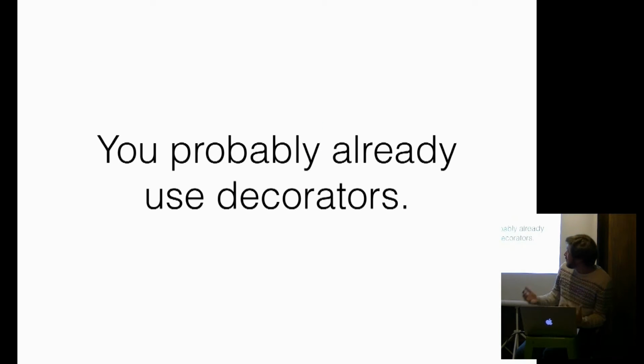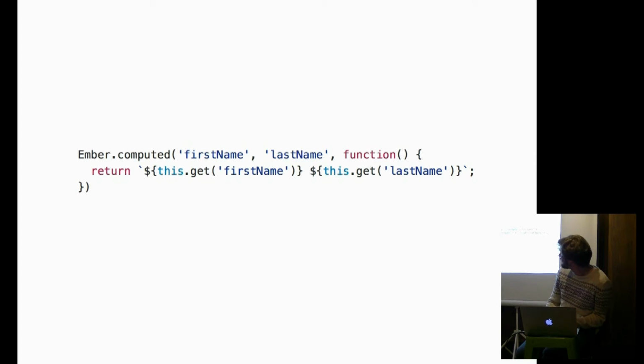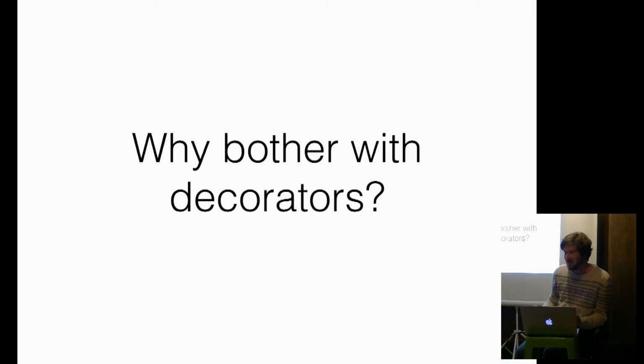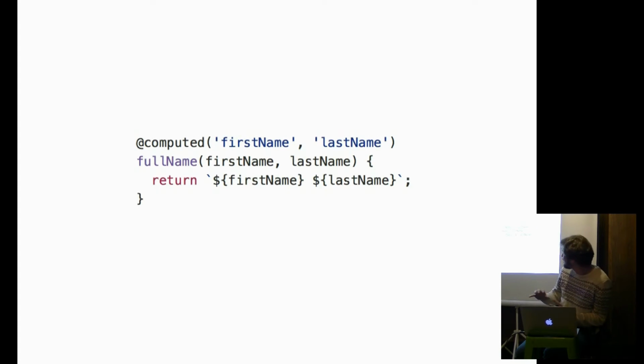So you probably already use decorators in Ember, but they look a little bit different. They look like this. The Ember computed with first name, last name actually simulates decorators, and I think everybody who used Ember has used them. So why decorators, because we already have decorators? Well, it makes it look much cooler, much simpler. Takes fewer lines. And you can stack them, so you can have more than one decorator, so it looks beautiful.